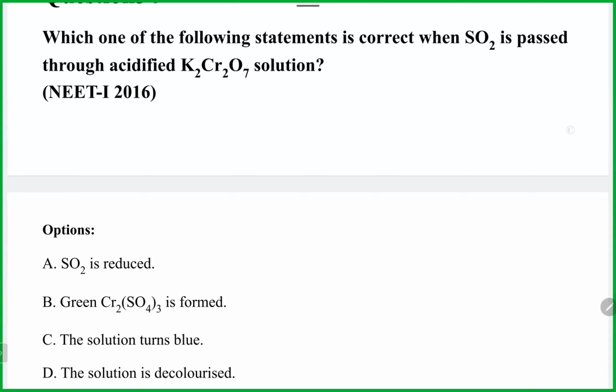It is saying green color already. But sulfate is more stable. And chromium 3 positive is green in color. So it is not decolorized. Understood? Any doubt?